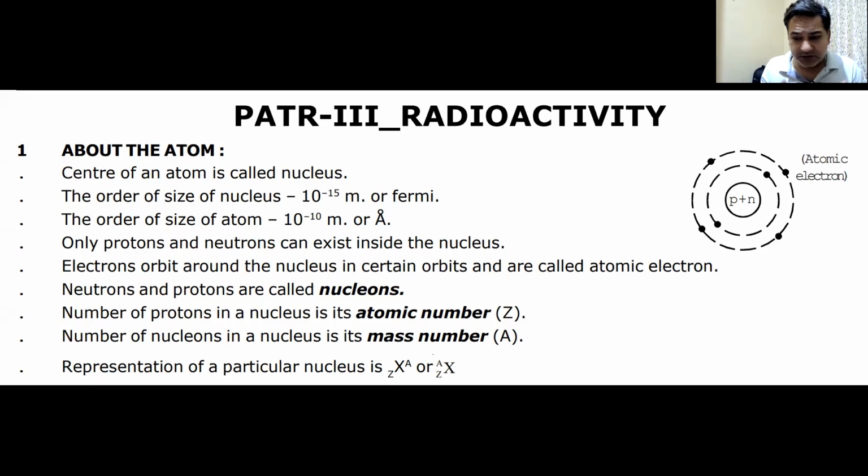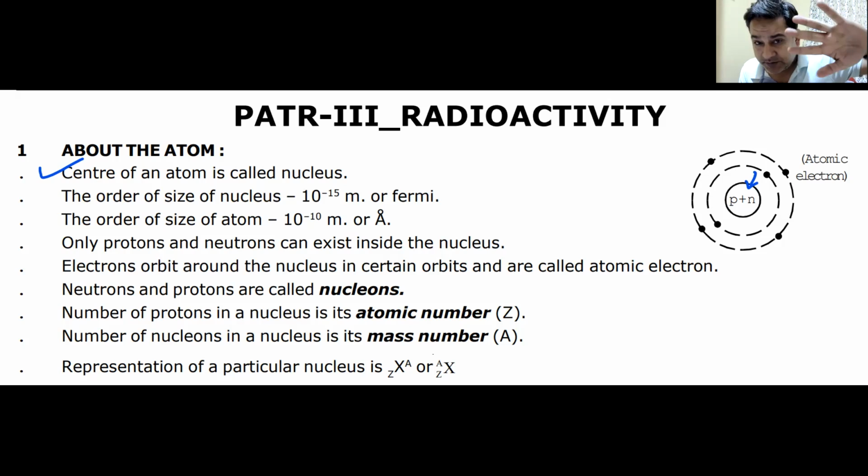And to understand radioactivity, we'll have to understand something about the atom, which we already know. We'll just go through it very fast. You may not have to write this. You already know this. The center of the atom is called the nucleus. You see the nucleus over here? Nucleus has protons and neutrons. Together, they are known as nucleons. They are inside the nucleus. Will you remember this? Okay, sir.